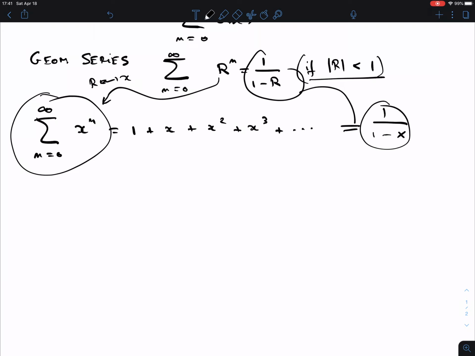Notice that there is this condition, I'll box it here in red. This function only works correctly, remember, what I did was replacing r by x in both cases here, so I have to also replace r by x in the condition: if x in absolute value is less than 1.